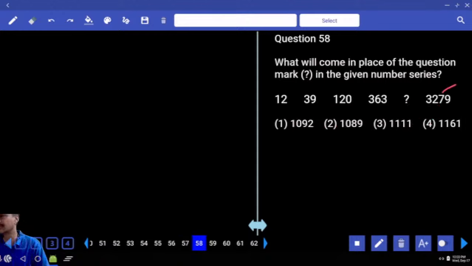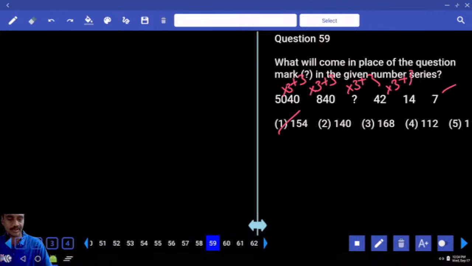Then 58. Again 3279. Number starting with 12, increases up to 3000. Hence, product or combination. 12 into 3, 36 plus 3. 39 into 3, 117 plus 3. 120 into 3 plus 3. Then 363 into 3 plus 9 plus 3, 12. Last digit 2. Last digit 2 is given in the choice.